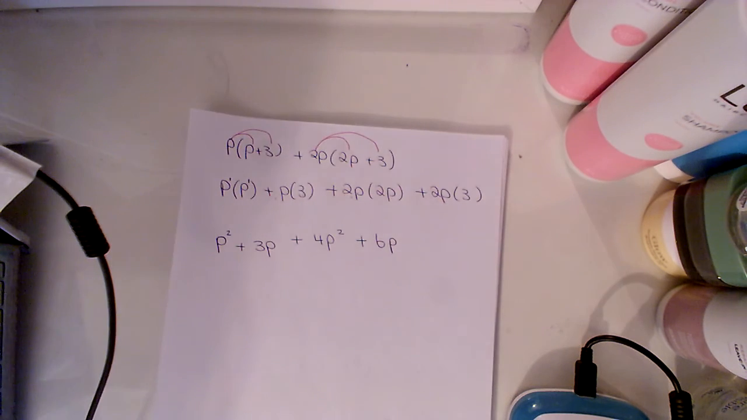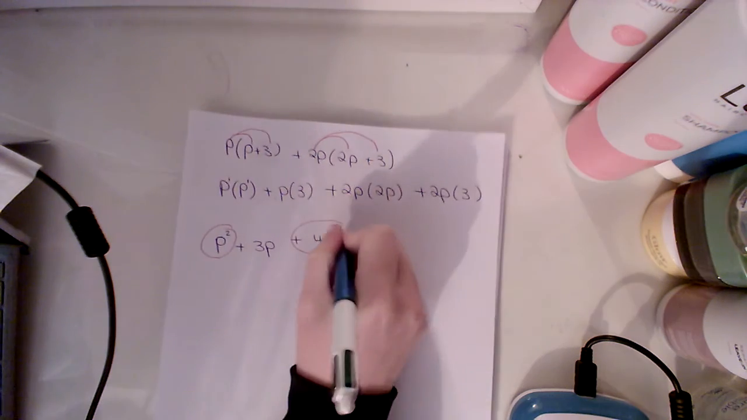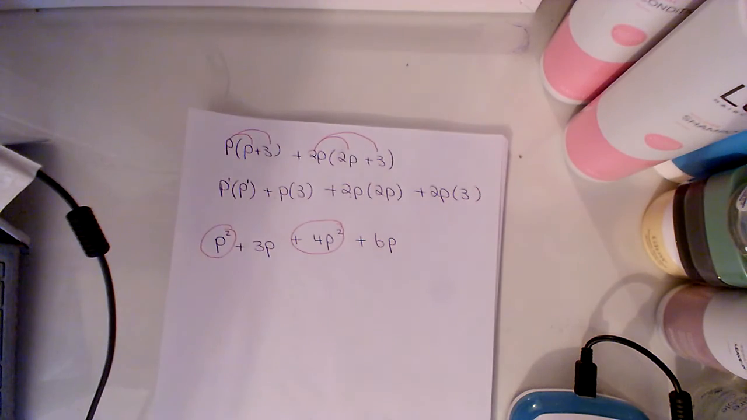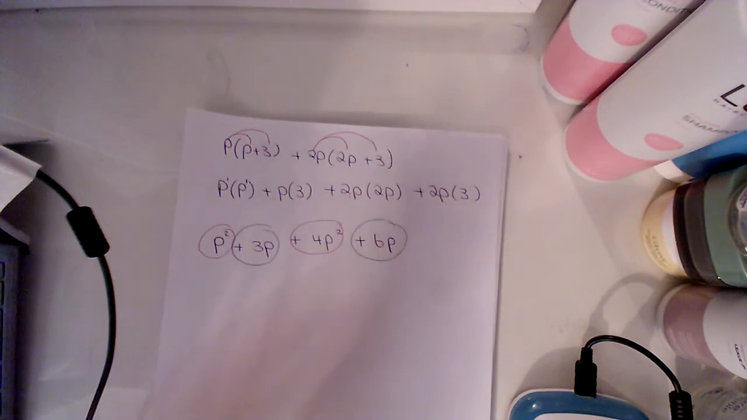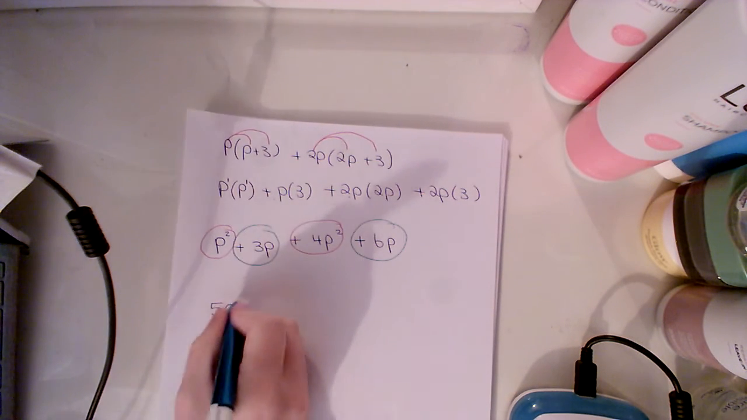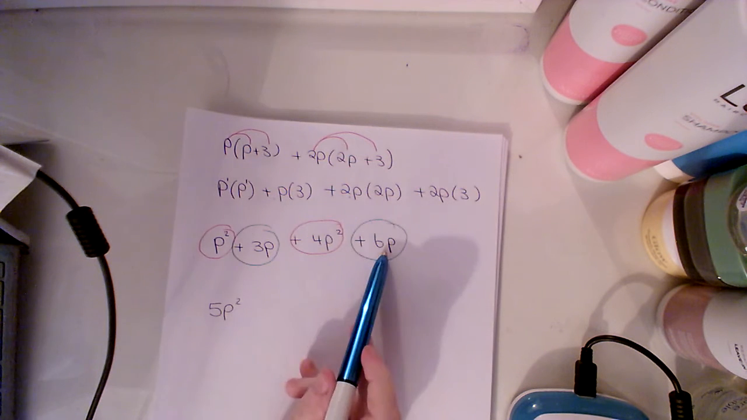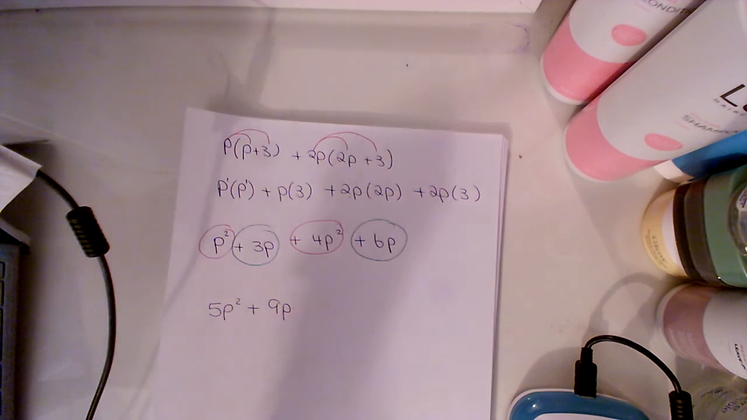And now I need to add terms that go together, so p squared will go with 4p squared, and then I'll have 3p, that will go with plus 6p. So p squared plus 4p squared gives me 5p squared. 3p plus 6p, that will give me plus 9p. And that was question 6 part B.